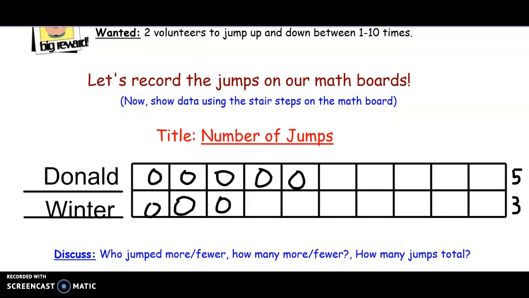We want to ask ourselves, who jumped more times? Can you tell by looking at the picture? You can also look at the numbers. Who jumped more times? Yep, it was Donald. That means Winter jumped fewer times. Okay, how many more times did Donald jump? Can you see it right here? Here's the difference. How many more times did Donald jump? It was 2.